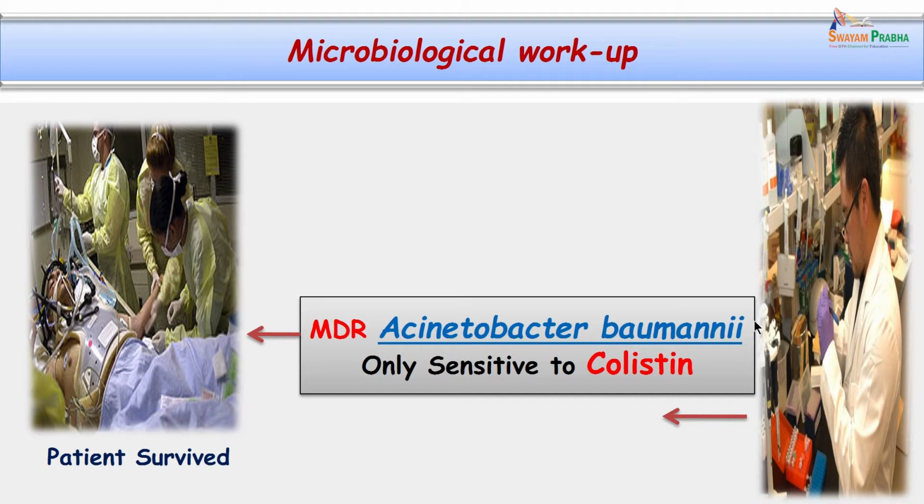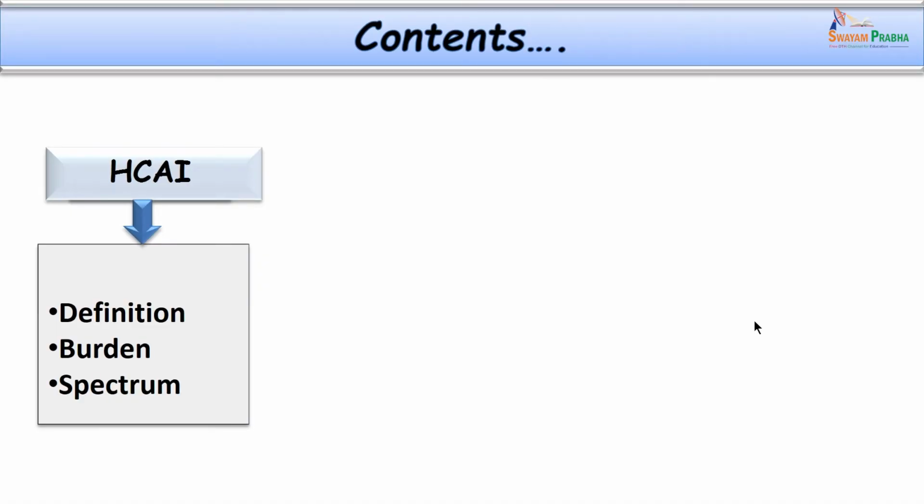Immediately the report was sent to the treating physician that we recovered a multi-drug resistant Acinetobacter baumannii, which was sensitive to only colistin. The patient was started on specific treatment, that is colistin, and his condition started improving, and we could discharge the patient after 1.5 months of hospital stay. The rest of the time he was given all barrier type of care, and all the infection control measures were taken for this patient.